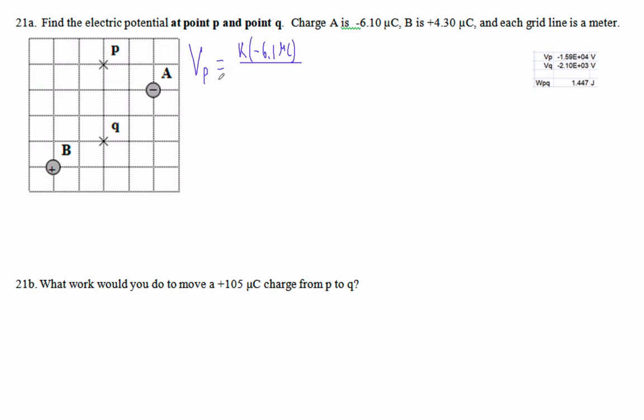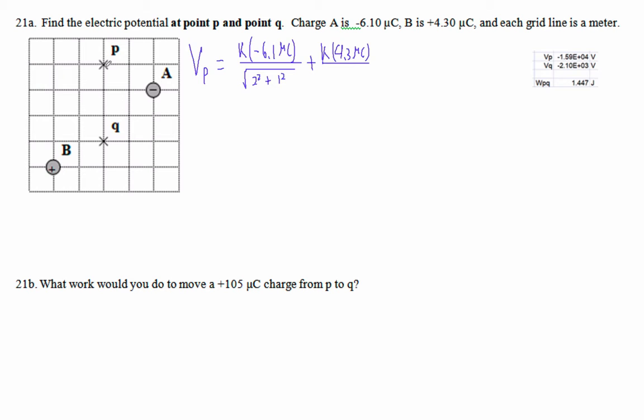divided by, and since it's R and not R squared, we're going to go 2 over, 1 down. So it's going to be the square root of 2 squared plus 1 squared. That's the contribution due to A, but don't forget there's a contribution due to B. So that's going to be K times positive 4.3, and when I say micro, I'm going to type in times 10 to the minus 6 and all that good stuff.